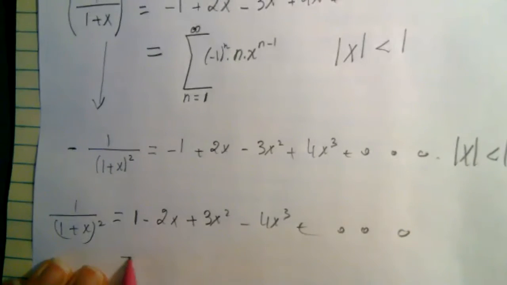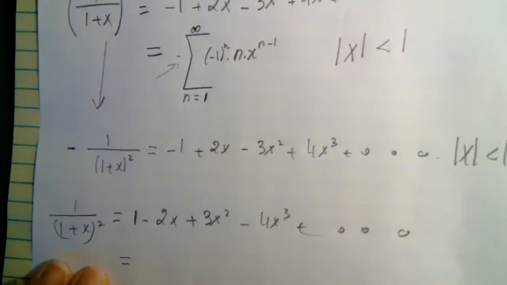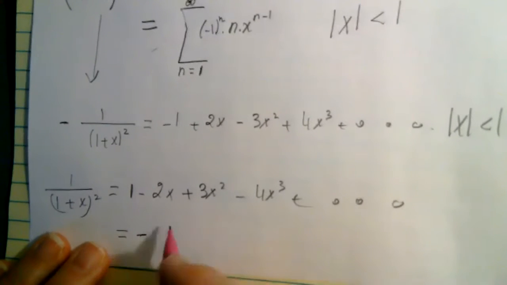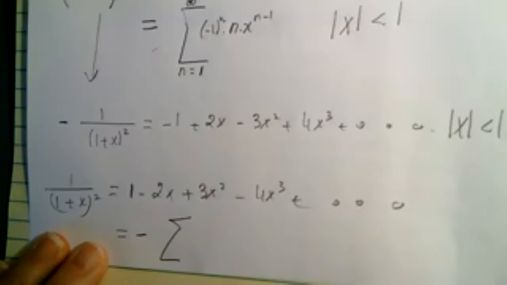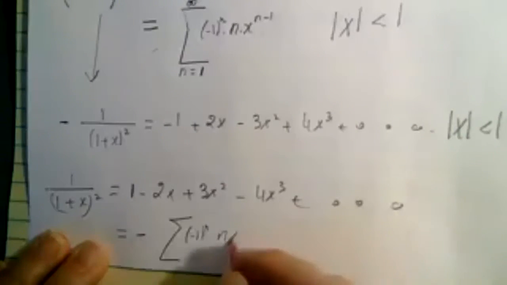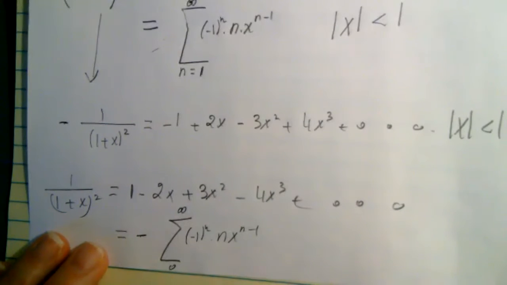Which is going to give me, in sigma notation, minus this right here. So we're going to multiply this by a minus. So I'm going to have minus the sum of (minus 1) to the n, x to the n minus 1, from 0 to infinity, from 1 to infinity.